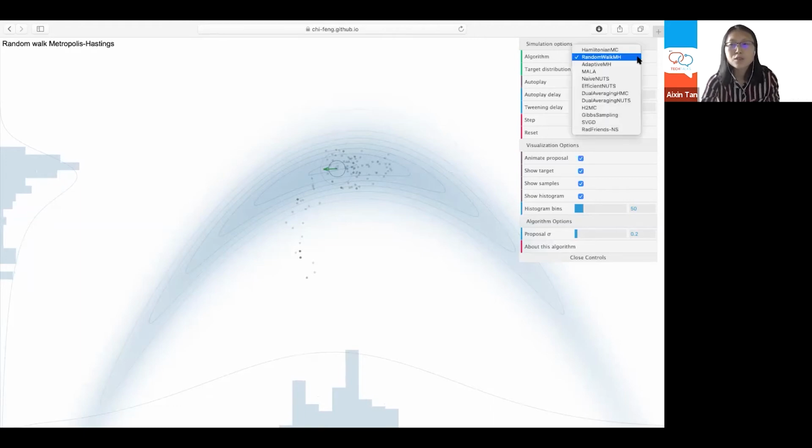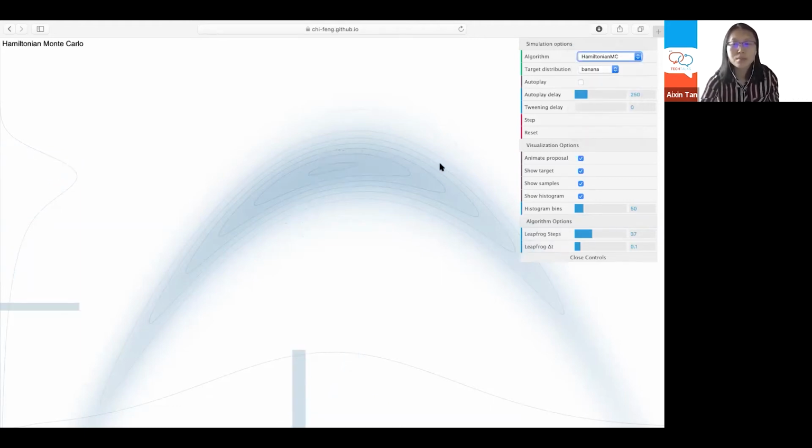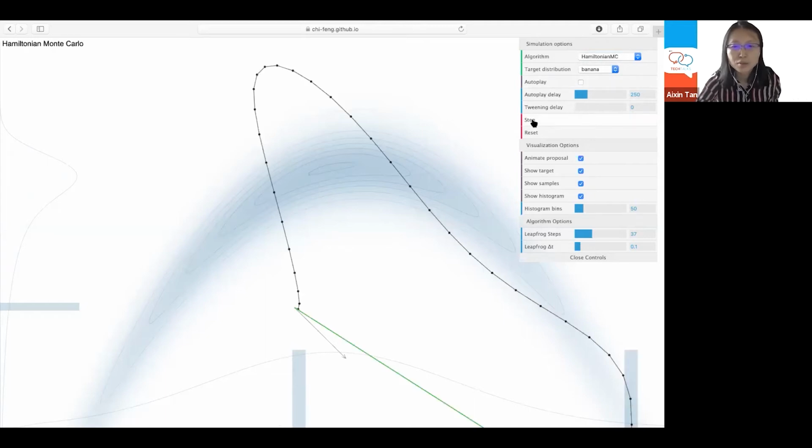There are much fancier ways to propose moves. One of them is the Hamiltonian Monte Carlo. I'll just show you a picture to impress you. Okay. So you're starting somewhere, and you make a proposal. Well, look how daring this proposal is, okay? And it actually gets accepted, okay? And another one.